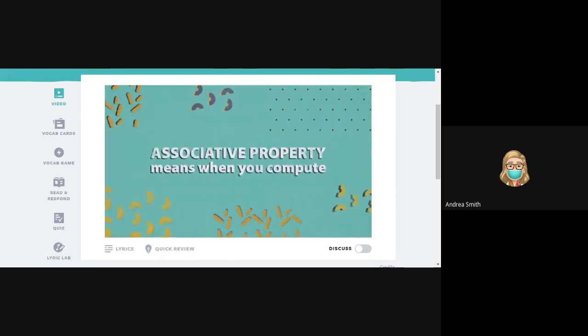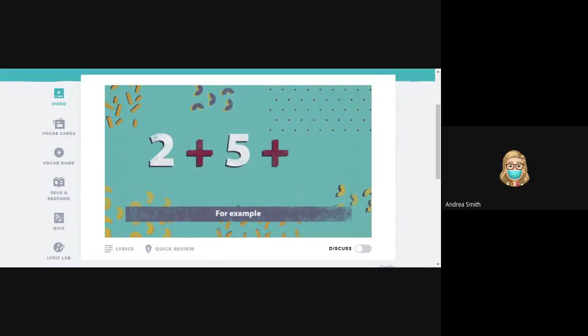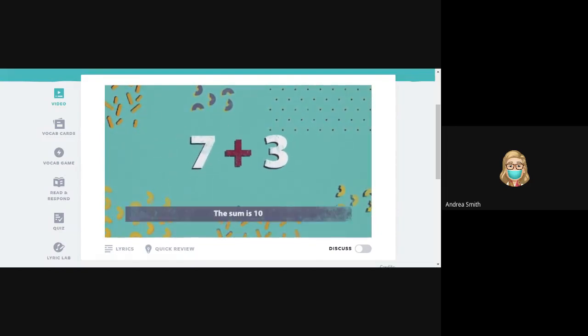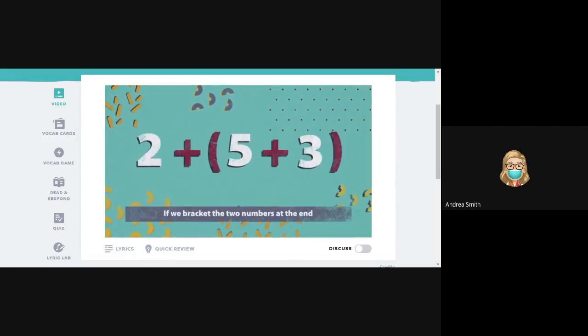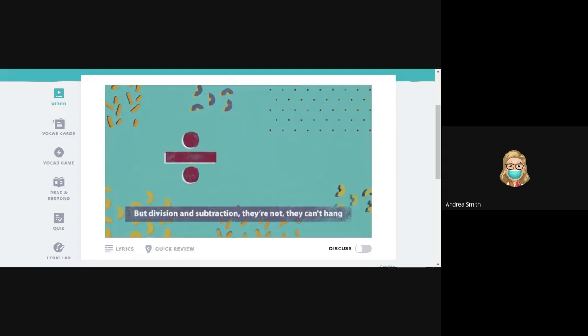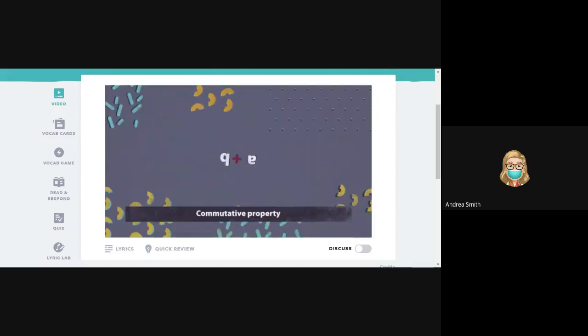Associative property means when you compute several numbers, you can put them into groups. For example, 2 plus 5 plus 3, add parentheses so you can see. Place 2 plus 5 in parentheses and then add 3 at the end. Now let's begin. 2 plus 5 equals 7, and when we add 3 plus 7, the sum is 10. If we bracket the 2 numbers at the end, the answer's still 10. If we do it again with multiplication, it works the same way, but division and subtraction, they can't hang. Commutative property: in any order, you can add and multiply.